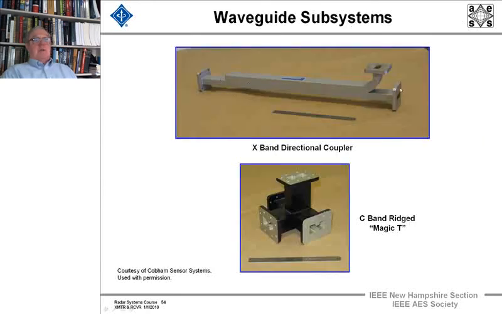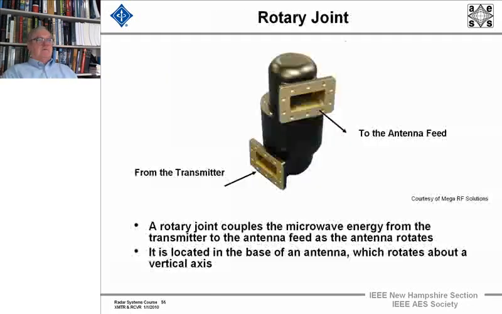And here's a directional coupler at X-band. And here's the magic T, which I referred to when we went over the monopulse section, how this is used to generate the sum and the difference signal from two input signals. And it's ridged so you can have wider bandwidth with it. But for this C-band ridged magic T to work, you have to have the 90-degree angles, so it wouldn't be flexible.